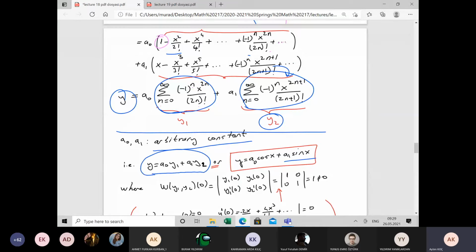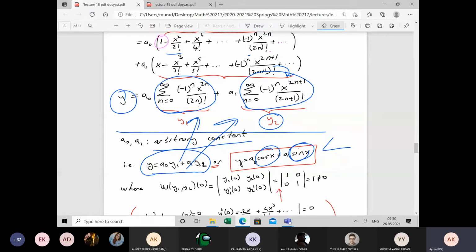And so we know from calculus the summations for cosine and sine. So we obtain y equals a0 cosine x plus a1 sine x. Yes, we obtained this result. But be careful: this one is y sub 1, this one is y sub 2. And these should be fundamental solutions, because this is the general solution, built from fundamental solutions.